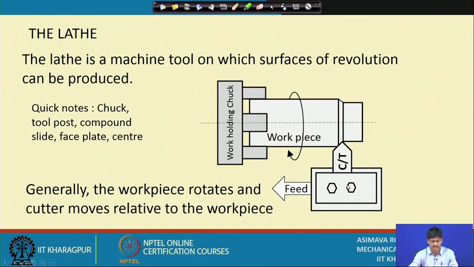Tool is held on the tool post, and relative motion is obtained from the machine tool. The machine tool should be able to provide some relative motions by which cutting will be possible. So, hold the tool securely and provide relative motion. This is the main function of the machine tool.